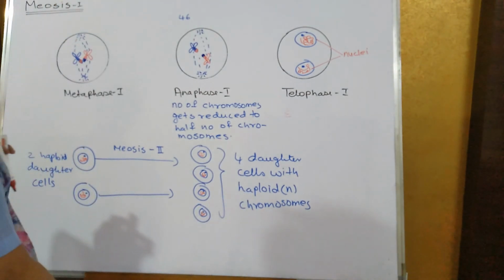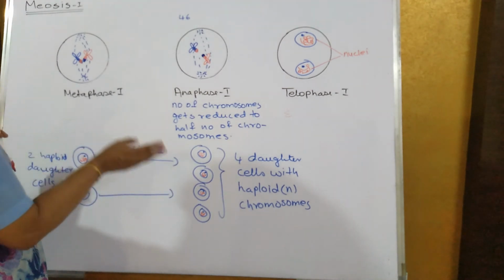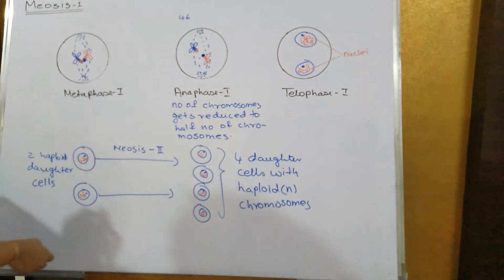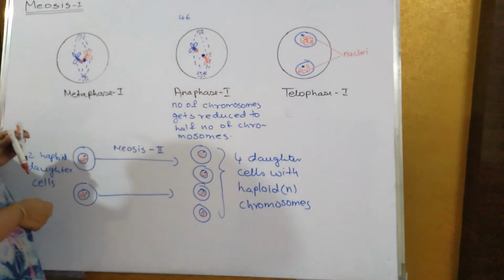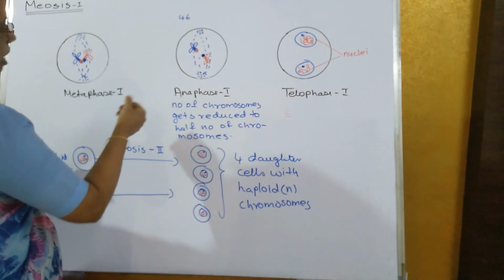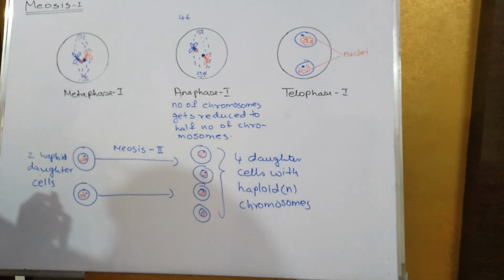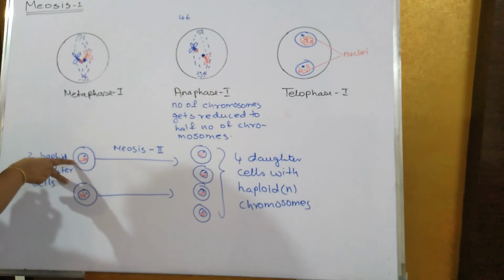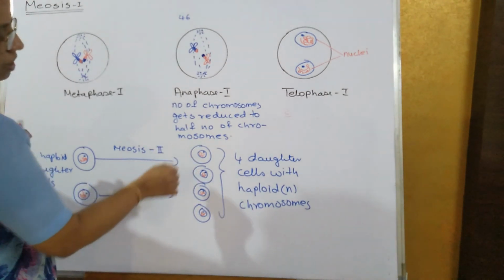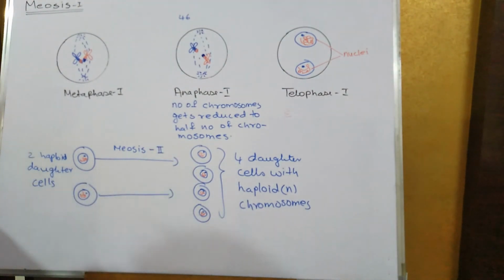This year in 10th you will not have meiosis in detail, but you should know the 5 substages of prophase 1, and I have explained metaphase 1, anaphase 1 and telophase 1. Meiosis-II is similar to mitosis only. Over here there are two cells, therefore four daughter cells are formed by meiosis-II.